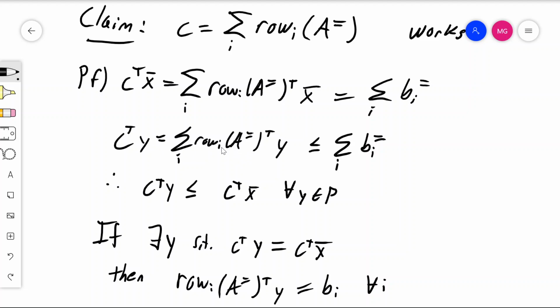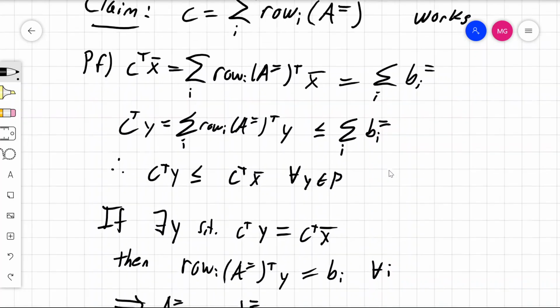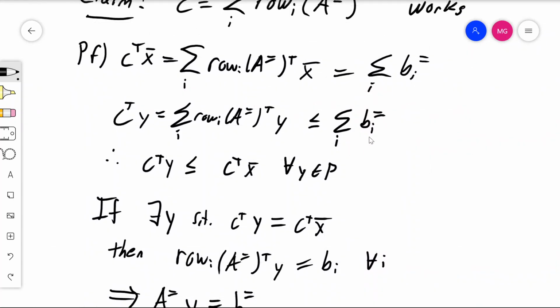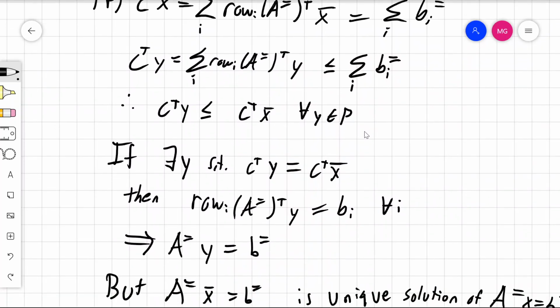But it doesn't matter, it's just one of the constraints. So then that must mean that it's less than or equal to the corresponding right-hand side. So then the overall sum is less than or equal to the overall sum of the right-hand side components. But the sum of these right-hand side components, that's exactly what C transpose x bar worked out to be. But this sum of bi's for the equality components is an upper bound for C transpose y for a generic vector y. So what we just showed is that C transpose y is less than or equal to C transpose x bar for all the y's in the polyhedron.